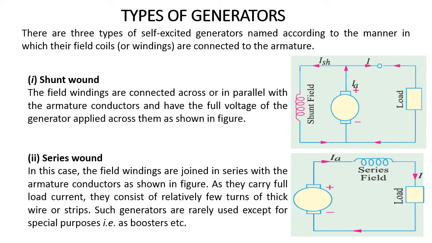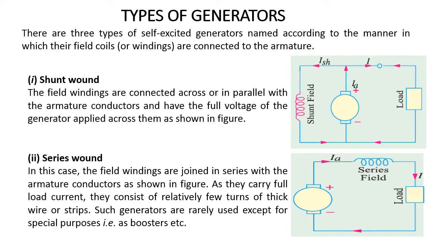There are three types of self-excited generators, named according to the manner in which their field coils are connected to the armature. The first one is shunt wound. The field windings are connected across, or in parallel with, the armature conductors and have the full voltage of the generator applied across them, as shown in the figure.